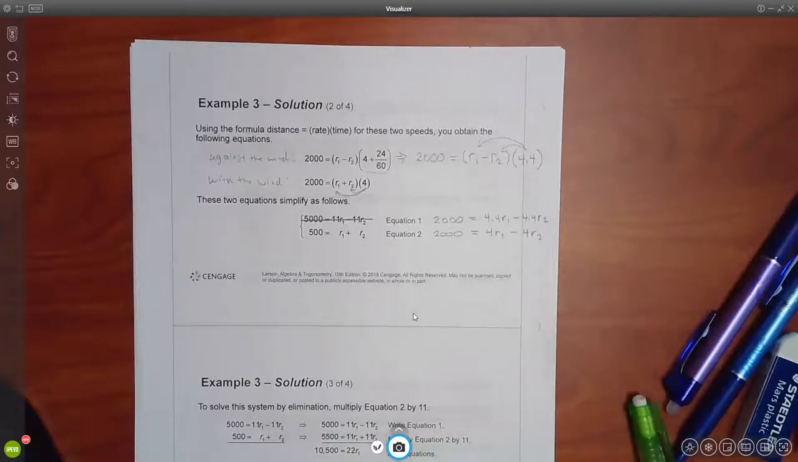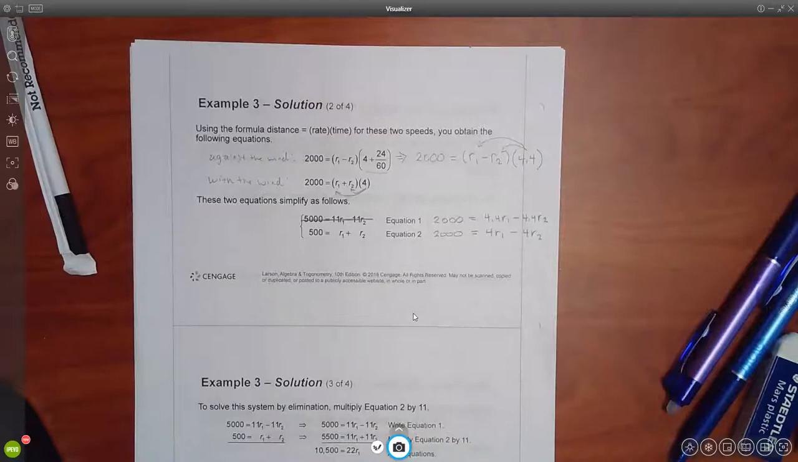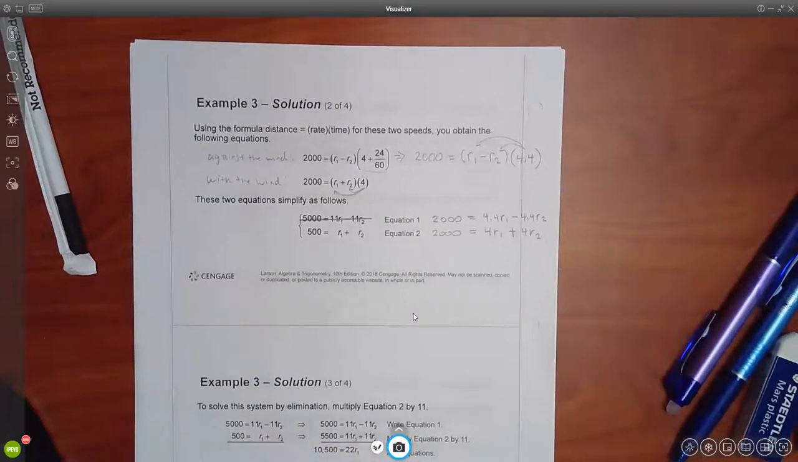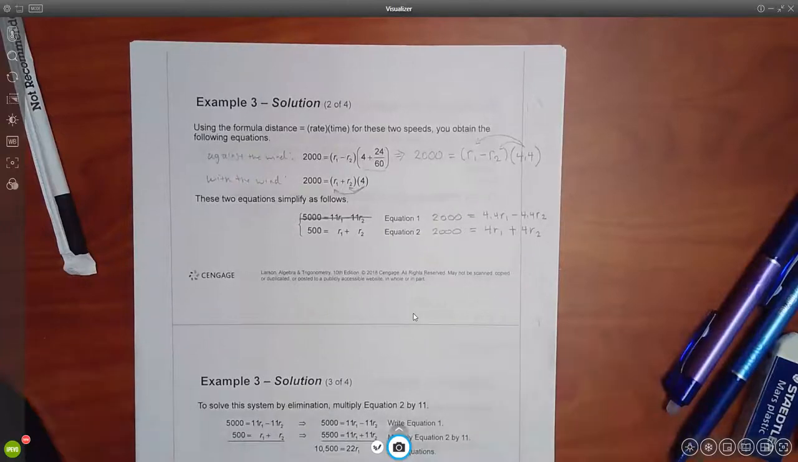So remember the goal for the elimination section. Oh, I made an error. Does anybody know where my error is? Is it the minus? Mm-hmm. Good. I distributed that 4, but then somehow I got a negative, right? Be careful. Okay. So for elimination method, we need to make the coefficients the same, but opposite signs, right? So one of them has to be positive and one of them has to be negative.